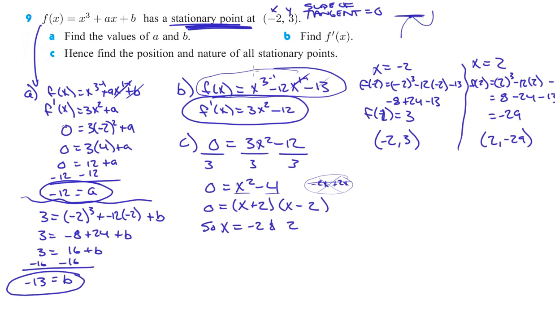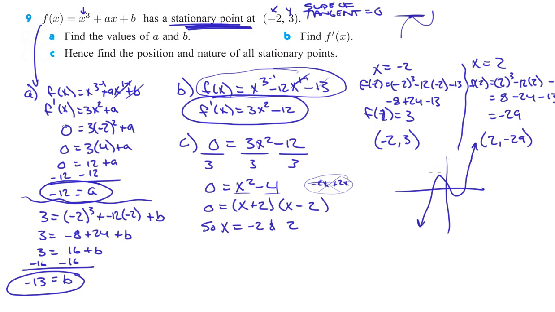So find the position and nature of all stationary points. If we're going to sketch this graph really quick, this is positive x cubed, so if it's positive, that means it's always going to end up going up. Since it's x cubed, there's 3. You always subtract 1 from the highest power, and that's how many turns it's going to have. So it's going to turn twice. Basically it's going to look something like this.